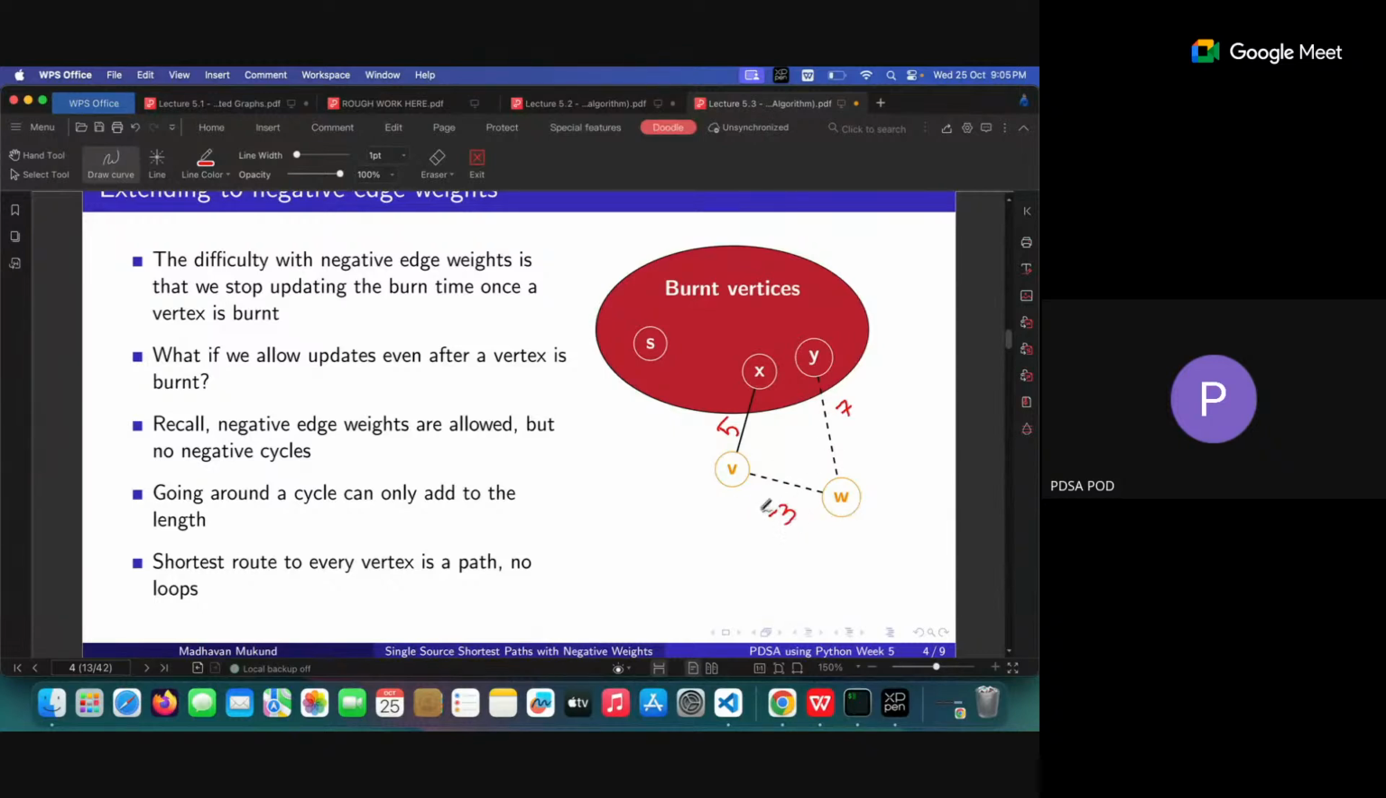We don't consider the -3 in Dijkstra's. So 7 minus 3 is going to be a distance of 4. Even though it's a shorter distance, it isn't considered because of the negative edge. Recall that negative edge weights are allowed, but negative cycles are not allowed, in the next algorithm, Bellman-Ford.